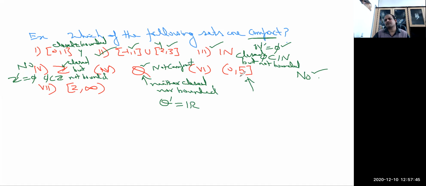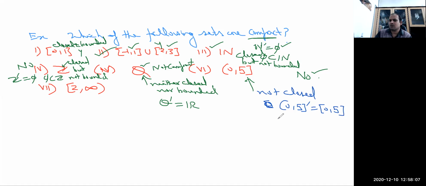0 to 5. This set is not closed. Why? Because 0 is its limit point, which is not in this set, so it is not closed. Why? Because 0 is also its limit point. In fact, its derived set, just recall from previous lectures, is the whole closed interval 0 to 5.